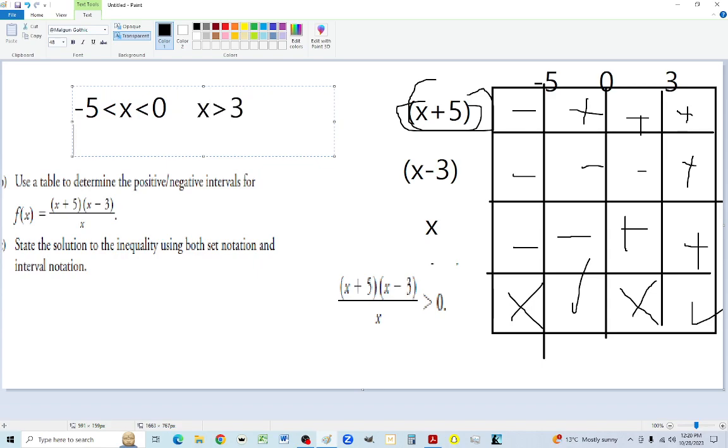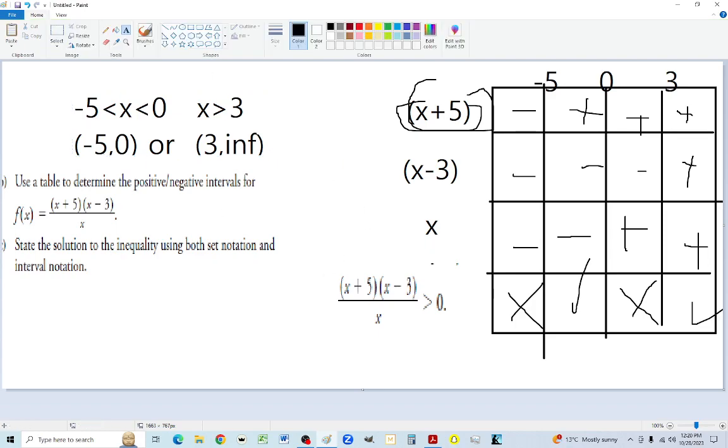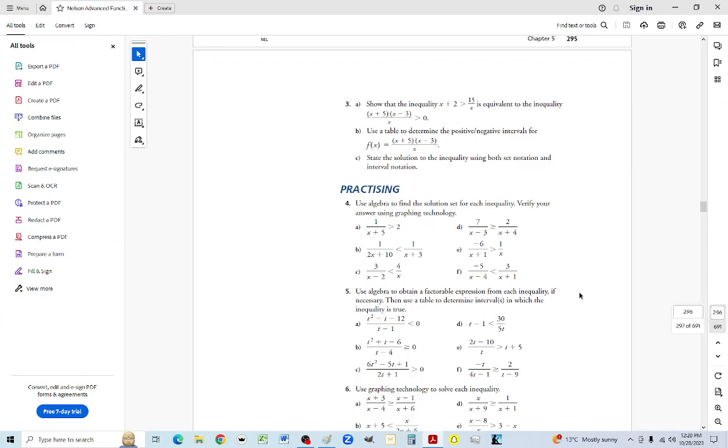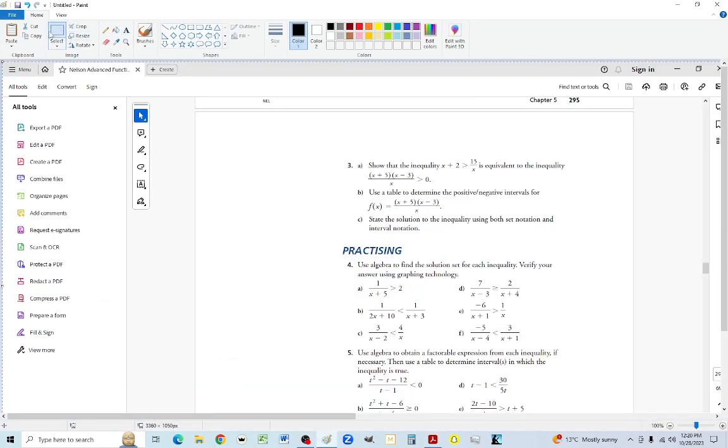In notation, it's kind of hard. It would be round brackets, minus 5 comma 0. And then from here, it's 3 comma infinity, both round brackets. Infinity always has a round bracket. And it would have to be the word or in there. So that's how you do that one, and they're all like this. I'm not going to verify using graphic technology. Just pull out your Desmos and do it yourself.